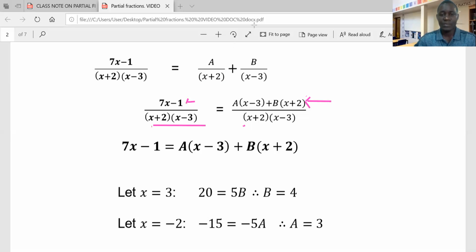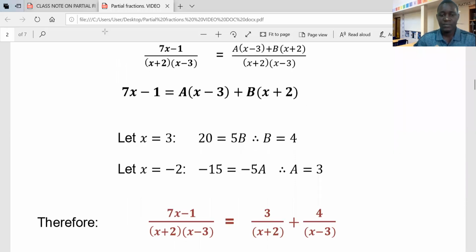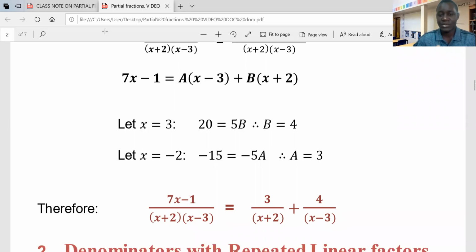So doing that, I'm going to write 7x minus 1 equals a in x minus 3 plus b in x plus 2. So simplifying this will give us ax minus 3a plus bx plus 2b. Now, I solved something like this earlier on. So working out the values of the constants, we get a as 3 and b as 4.